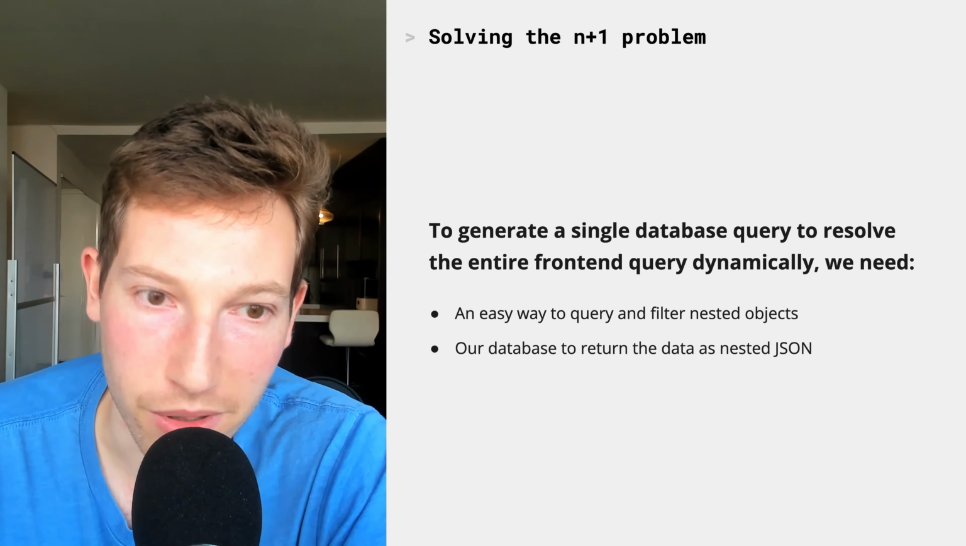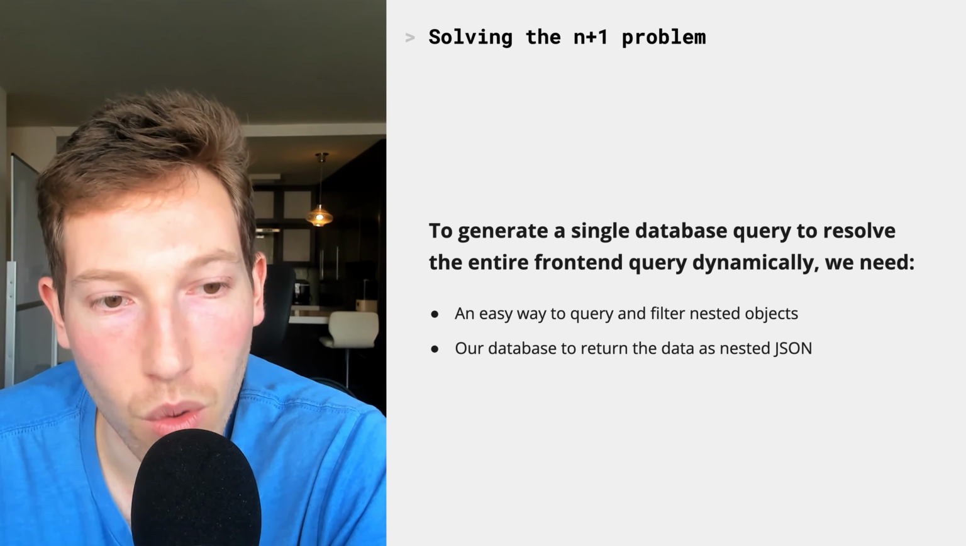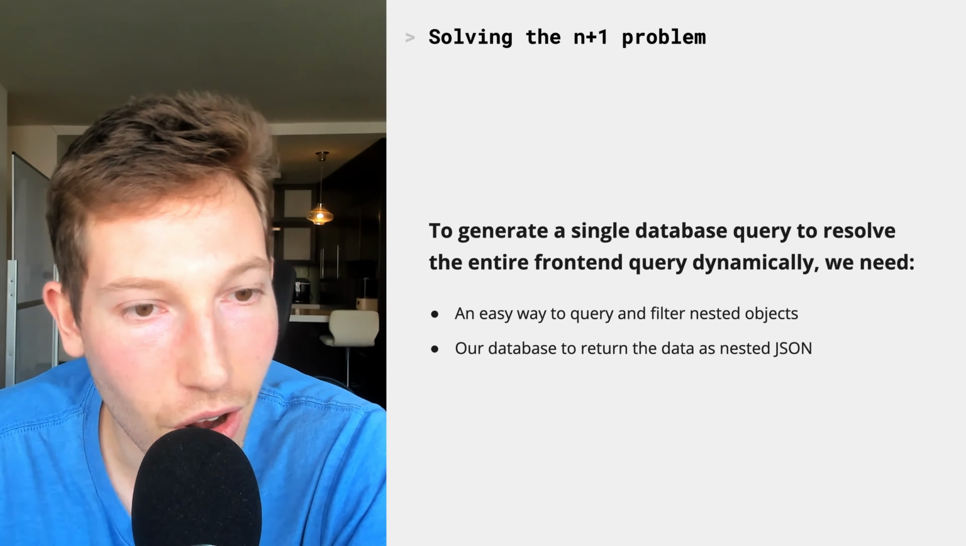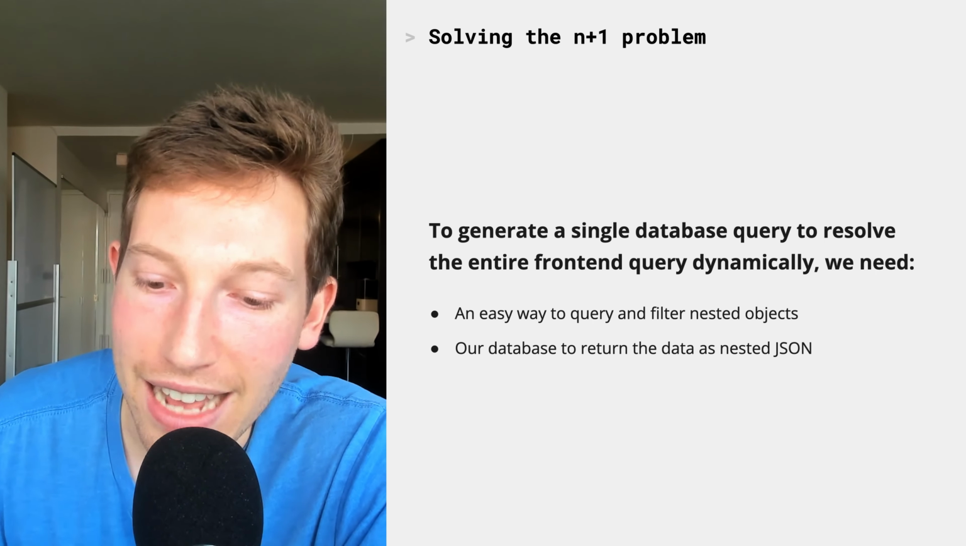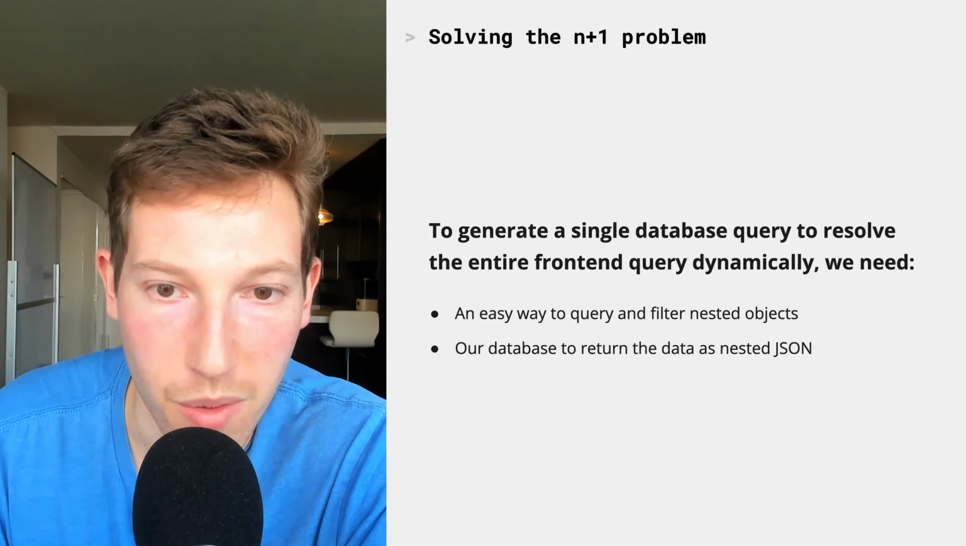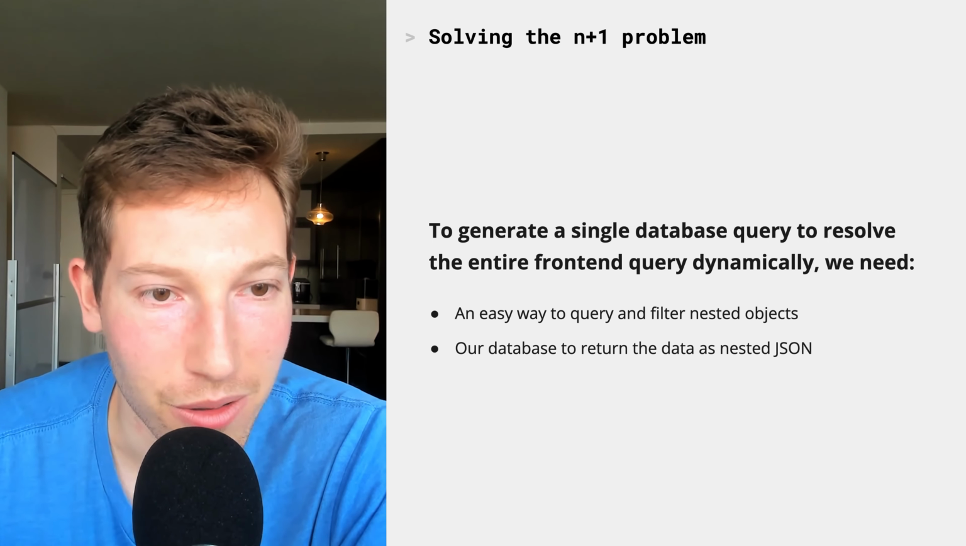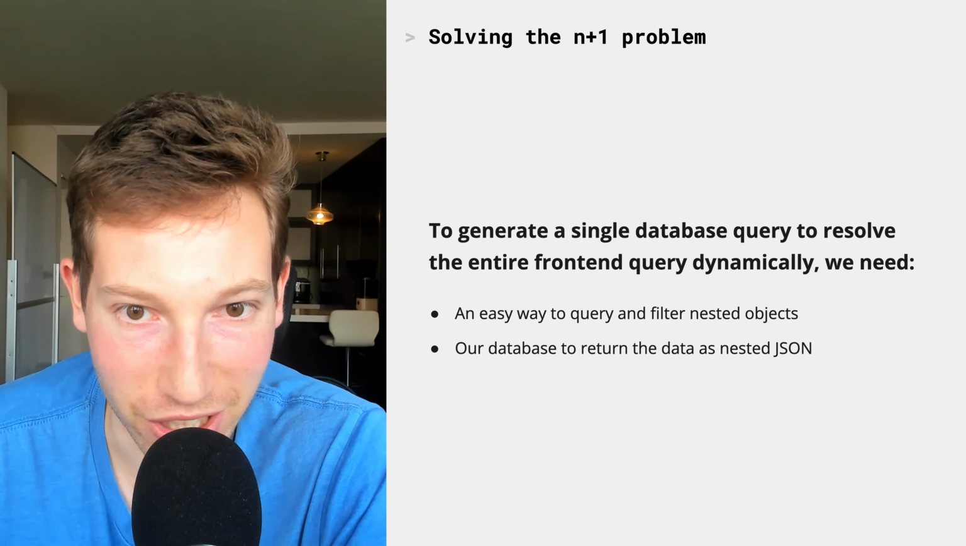But if we were to be able to do it, what we would need is an easy way to query and filter nested objects, and then also for the database to return those objects as JSON, right? As nested JSON, as objects that we would reason about. So this is where EdgeDB joins the picture.